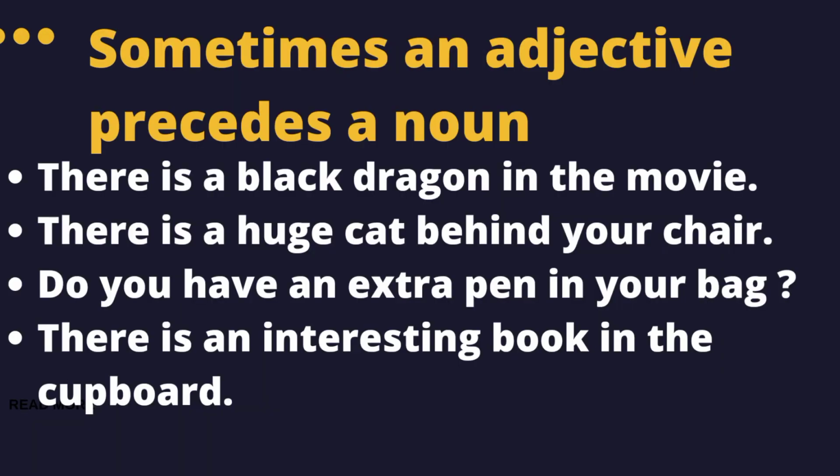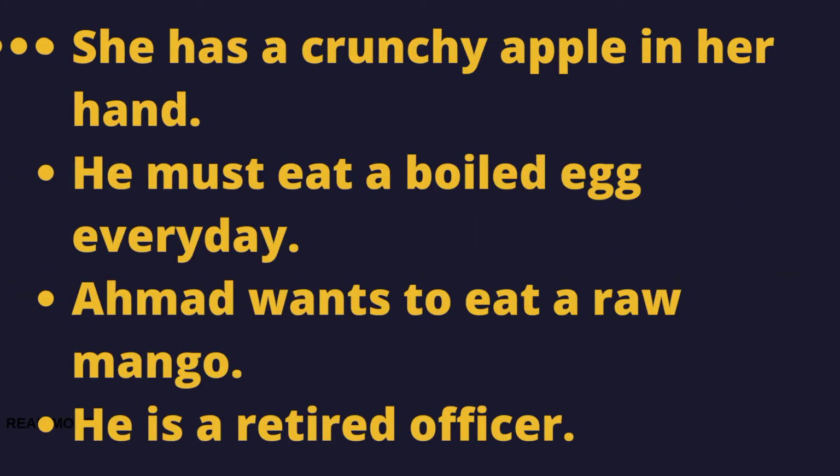Sometimes an adjective is used before a noun. In this case, use of a or an depends on the adjectives that follow a or an. For example, there is a black dragon in the movie. There is a huge cat behind your chair. Do you have an extra pen in your bag? There is an interesting book in the cupboard. She has a crunchy apple in her hand. He must eat a boiled egg every day. Ahmed wants to eat a raw mango. He is a retired officer.